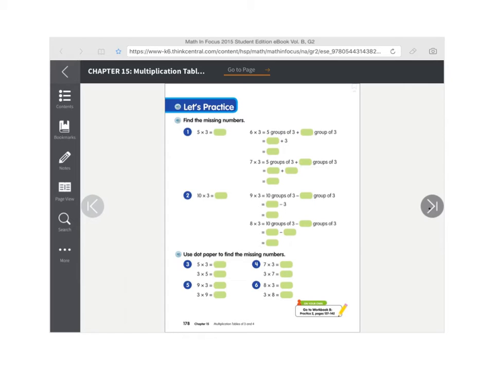Okay, so I'm going to start with number 3, and it's 5 times 3, or 3 times 5. They want us to use dot paper to find the missing numbers. So basically they're saying, draw an array to find the answer. The first one I know is 5 times 3. If I use my formula up here, rows times columns, I know exactly how my array needs to look. So I need 5 rows, 1, 2, 3, 4, 5, and 3 columns in each row. This is 5 times 3.